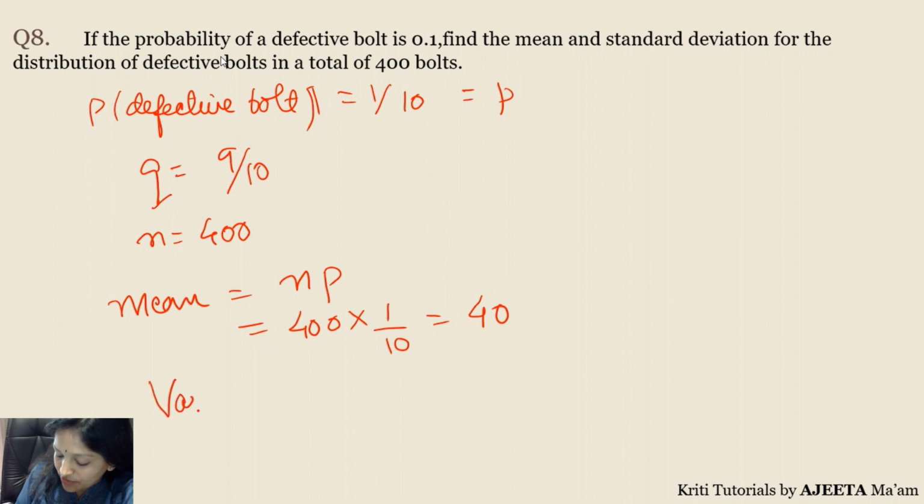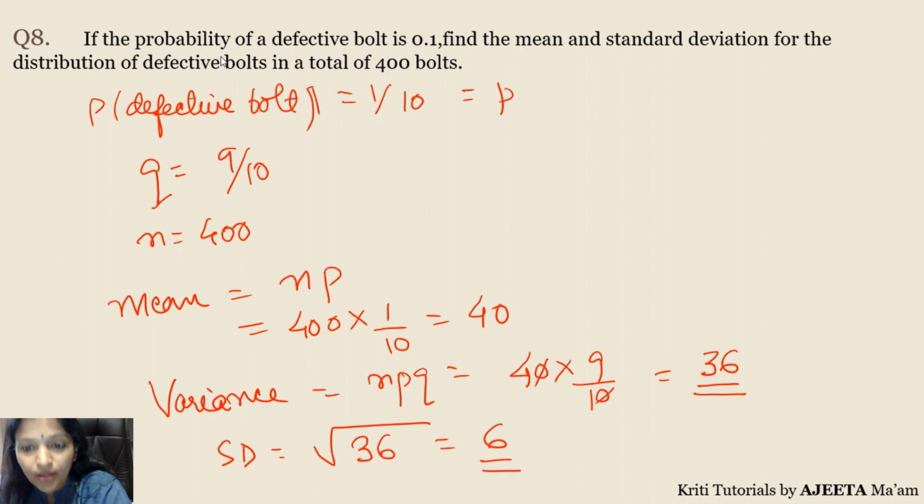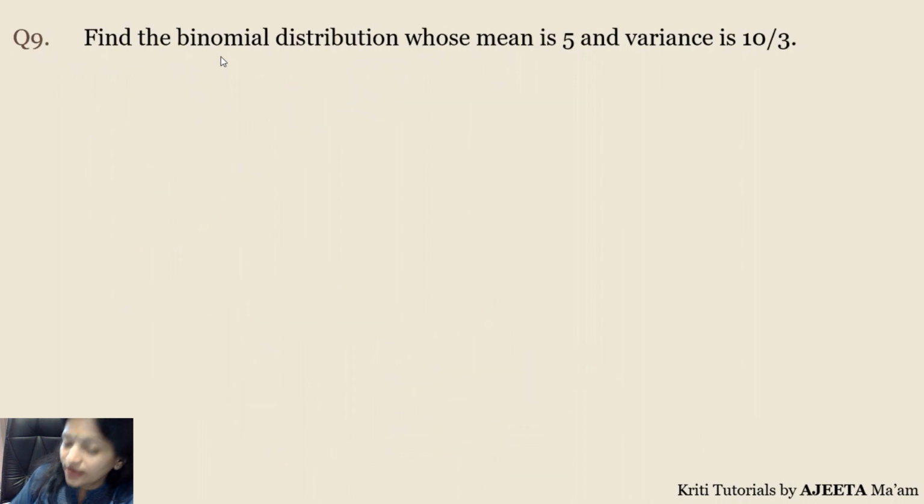Now variance, first we will find it for the standard deviation. Your variance is NPQ. So that is 40 into 9 by 10. So that comes out to be 36. So what's your standard deviation, which is the square root of variance? That is 6, your answer. Right? So this is what you have to think of and get the answers.